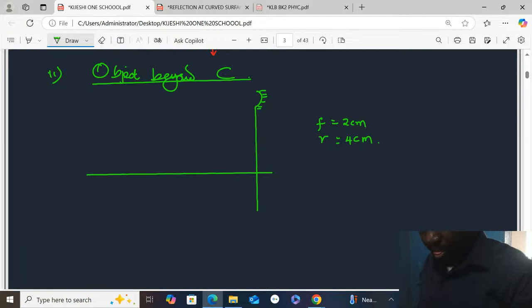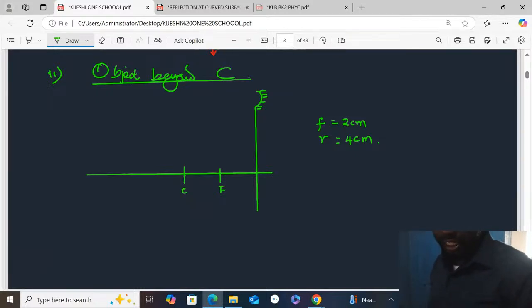Therefore, I can take my ruler and measure that this is 2 centimeters from the pole, and here we can have our C. Therefore, now I can draw my C at these points and my F at that point. This becomes my F, my C.